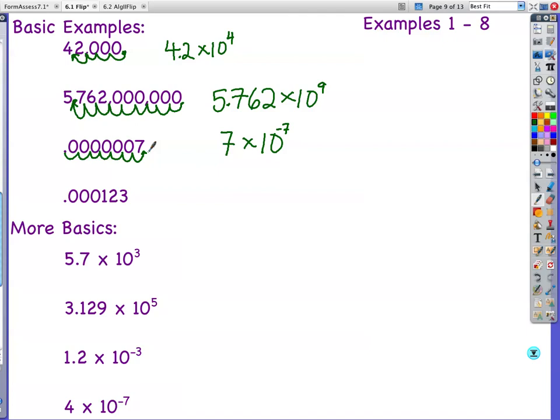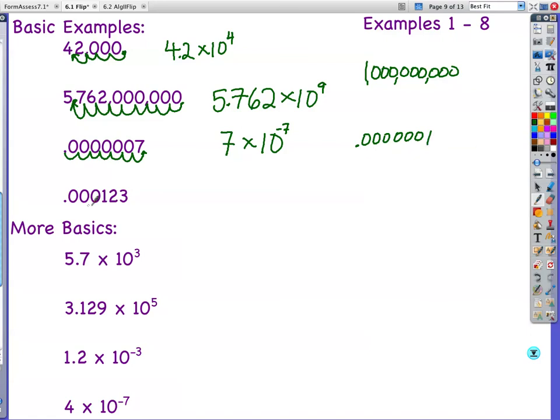If you think about just this part alone, 10 to the 9th is like 1 with 9 zeros after it. Okay, and that means I take 5.762 times 1 with 9 zeros behind it. If I take 7 times 10 to the -7th, that's like saying I have 0.000001. All right, and then I take that times 7.